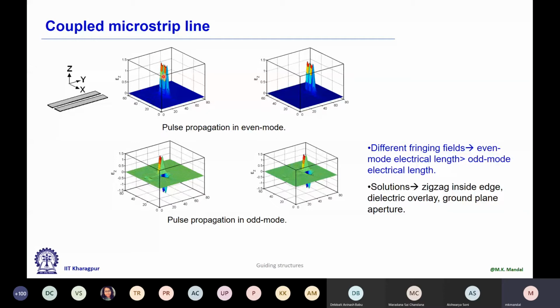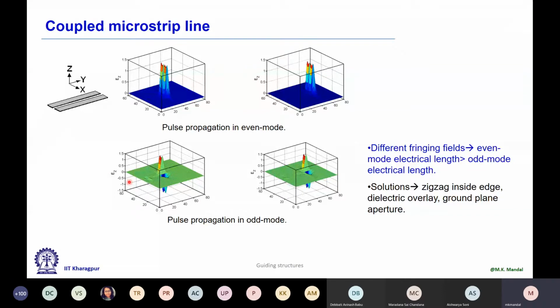Yeah, so in the even mode, the outer tips are a little higher than the inner tips. So again, after some time, this pulse reaches port 2. Now we are doing the odd mode. In odd mode, since the direction of EZ is different, in one side it is positive, and for the other microstrip line it is in the negative direction.